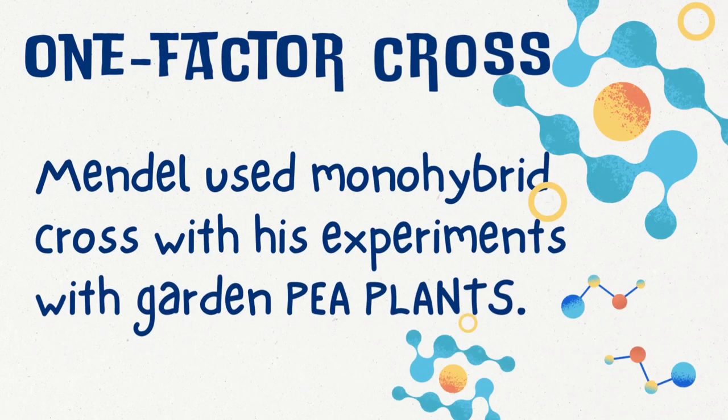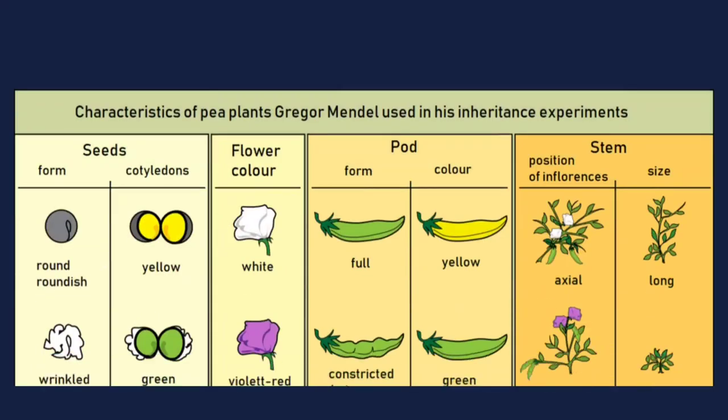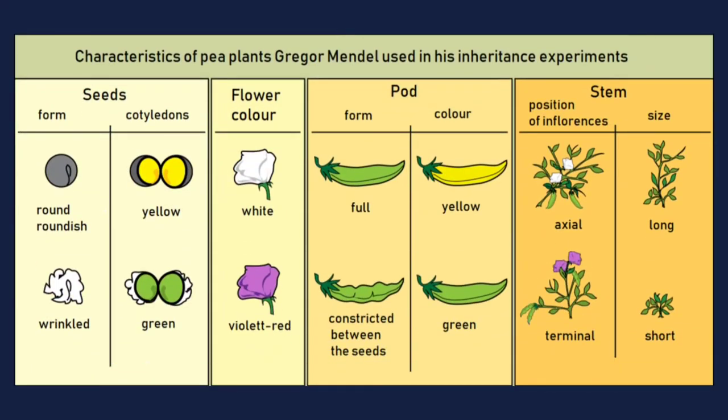Monohybrid cross is a one-factor cross. Mendel used monohybrid cross with his experiments with garden pea plants. These are the characteristics of pea plants Gregor Mendel used in his inheritance experiments: the different form and color of seeds, flower, pod, and stem.